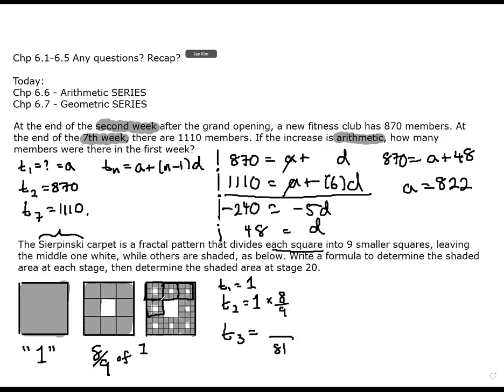And out of those 81 small squares, 1, 2, 3, 4, 5, 6, 7, 8, and this would count as 9 squares, right? So 1, 2, 3, 4, 5, 6, 7, 8 times 8 plus 9, so 17.